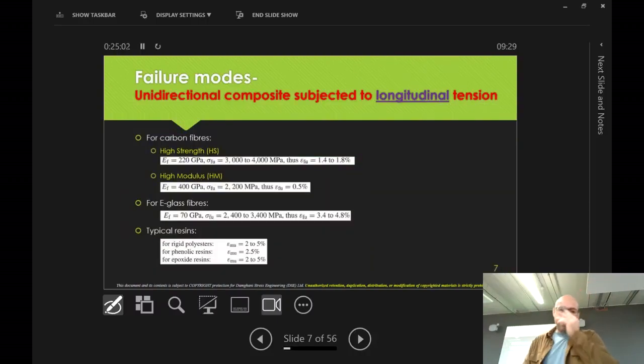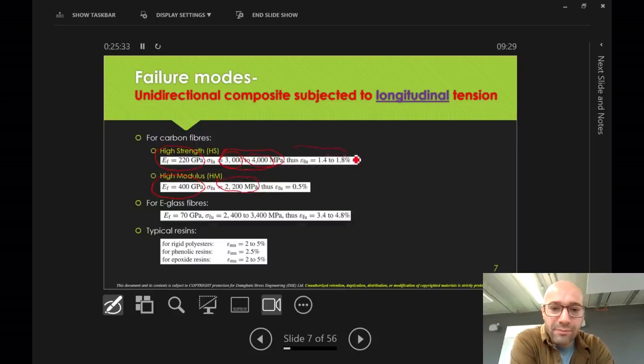These figures might be helpful for carbon fibers. If we're talking about high strength carbon fibers, generally the modulus of elasticity is around 220 gigapascal. But for high modulus, you're talking about 400 gigapascal. That's quite a lot. The strength, you're talking about 3,000 to 4,000 megapascal for high strength. As its name suggests, it's got high strength, so 3,000, 4,000 versus 2,200.